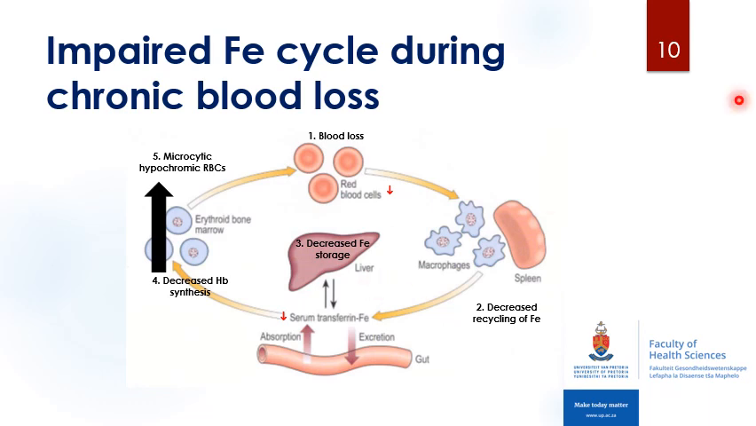With less iron, the amount of hemoglobin that can be produced will also decrease, and this will lead to small red blood cells with lower than normal levels of hemoglobin, and this is known as microcytic hypochromic red blood cells.